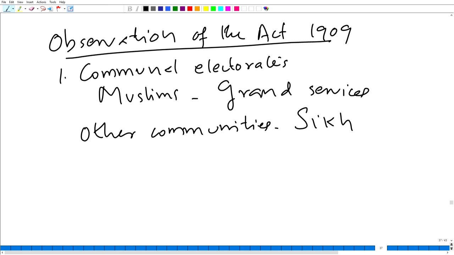The reservation through the Government of India Act 1909 was given only to the Muslims. Once the Muslims were given reservation, other communities also came forward saying they were also to be given reservation, on the pretext that they also rendered grand services to the British administration.